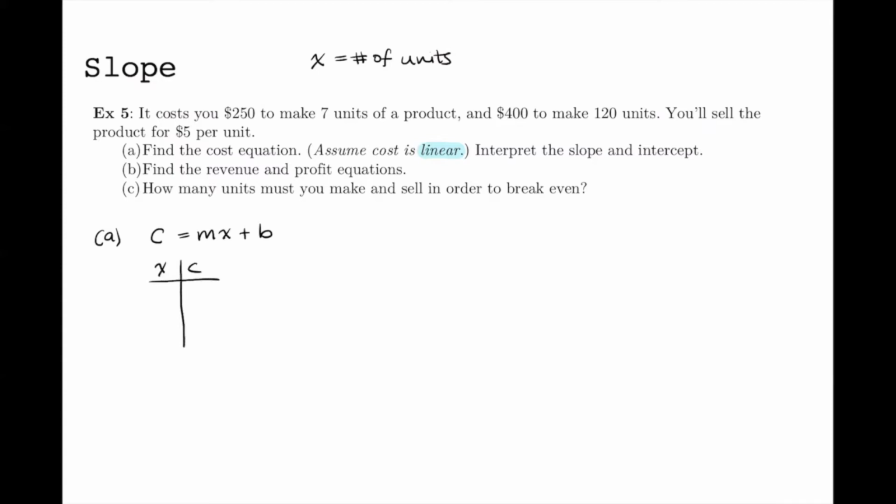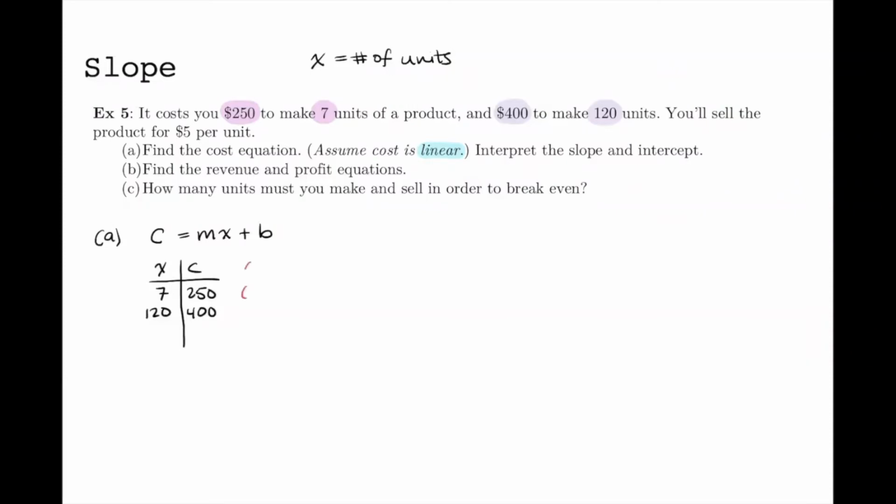So we've got this pair here of $250 and 7 units. Now 7 is an x value because that is the number of units. And the cost that goes with that x value is 250. Then we also have this other pair, $400 and 120 units. Those go together as well, and we know that x is units, so that's 120, and cost is dollars, and so that's 400.